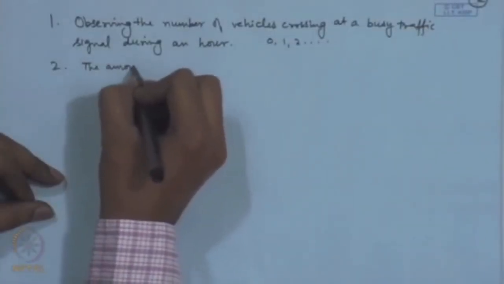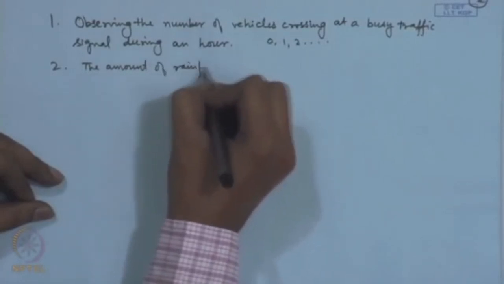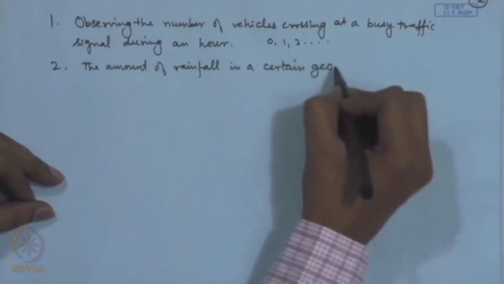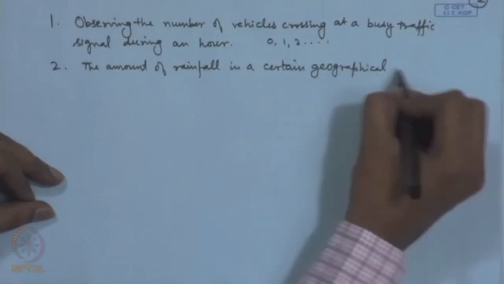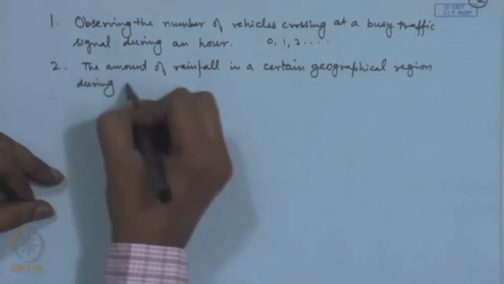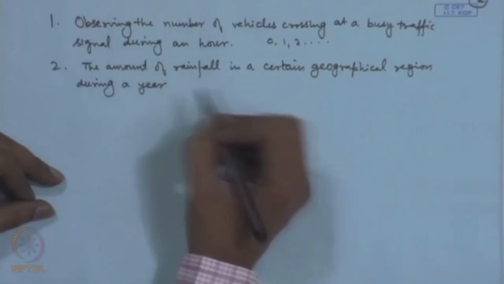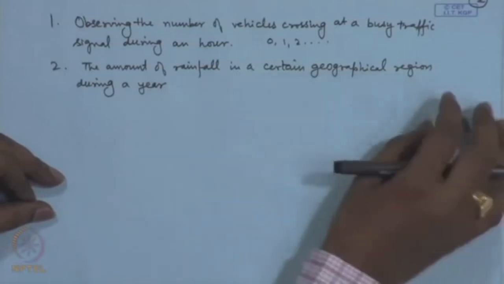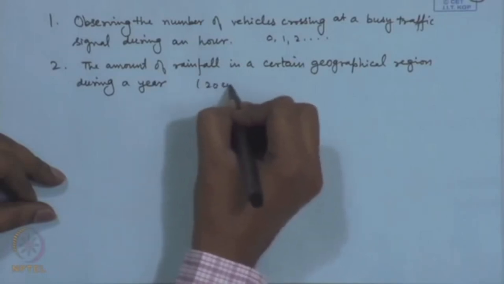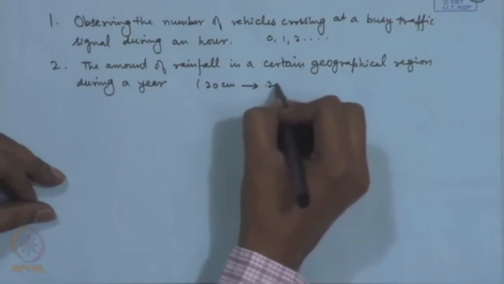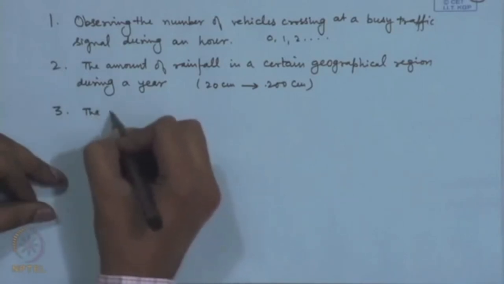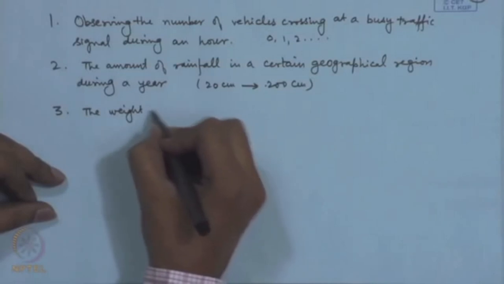The amount of rainfall in a certain geographical region during a year. So, it depends upon the region. Suppose the region is such that it receives a lot of rain, then this amount could vary from say 20 centimeters onwards to say 200 centimeters. You may have an interval like this. The weight of a child is recorded at birth.